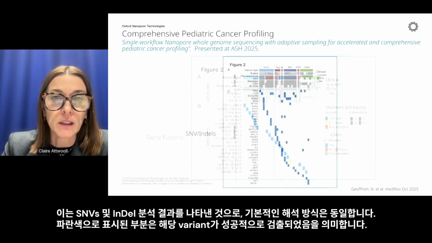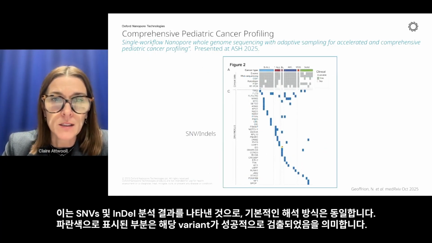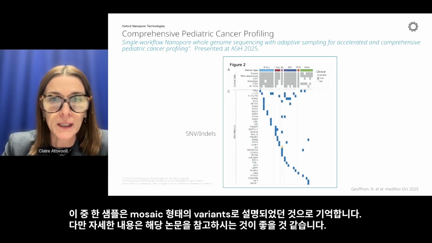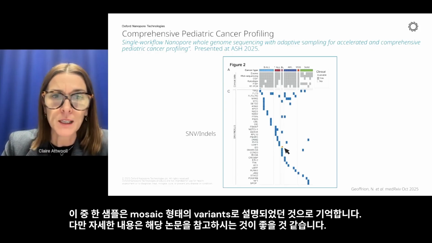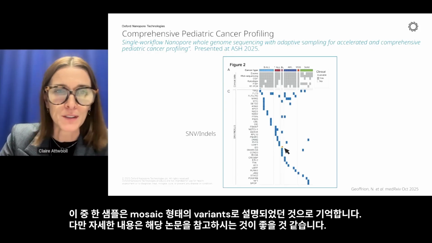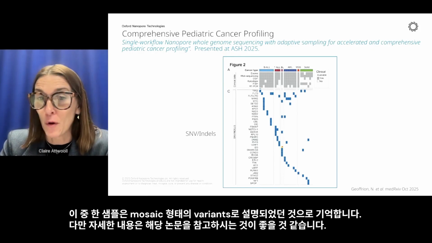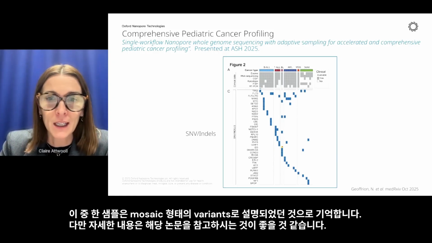This is their SNV and indel information. So again, same idea. Blue means that they called it. There was this one sample here that I believe he said was mosaic. It was a very busy conference. But you can obviously refer to the publication to check.